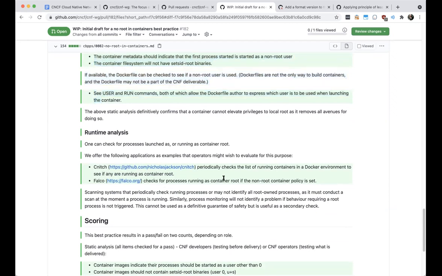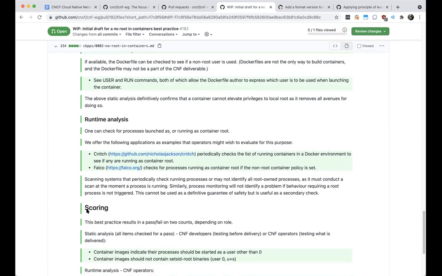Vaco has some stuff with CNCF project. And there's other projects out there that can try to look at the environment, see if any containers are running with root.